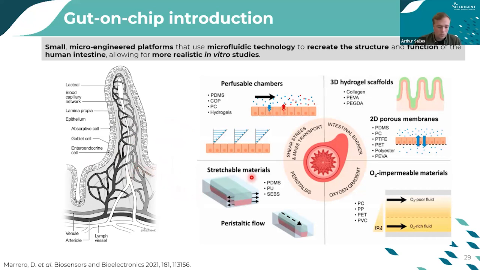So depending on what you want to probe or to test, there exist in the literature a lot of different models, as you can see here. If you are interested in shear stress, you will need perfusable channels and chambers, for example. Or if you're more interested in the physiology of the intestinal barrier, you'll need some 3D or 2D models with porous membrane. So in fact, gut-on-chip models are a wide range of different microfluidic chips.